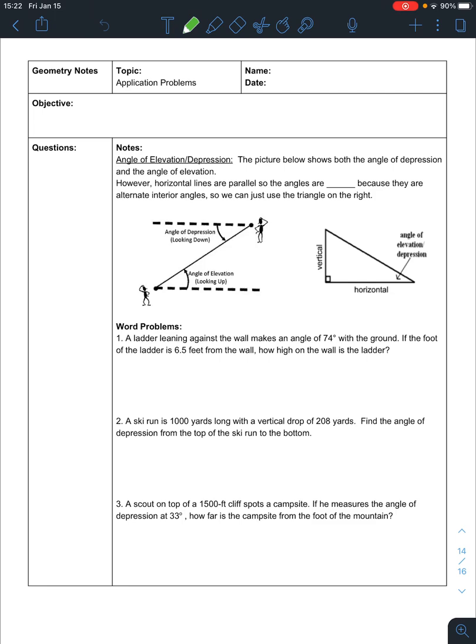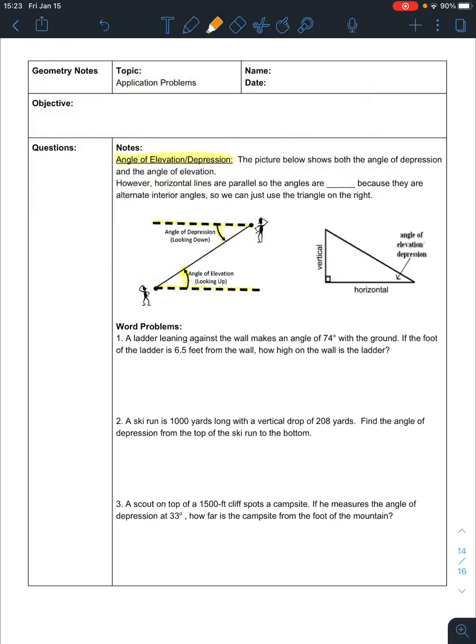So the first thing we need to talk about is a couple of vocabulary words that we want to understand. Angle of elevation and angle of depression. Really, they're not anything magical. It's just understanding what it means when you see it. So the angle of elevation is as though you are standing on the ground and you are looking up at, say, a hot air balloon. Okay, it's from the ground up. The angle of depression is as though you're standing in the hot air balloon and you are looking down.